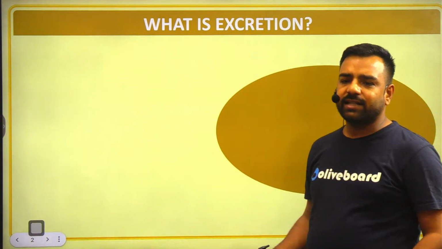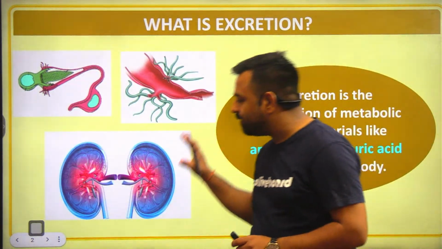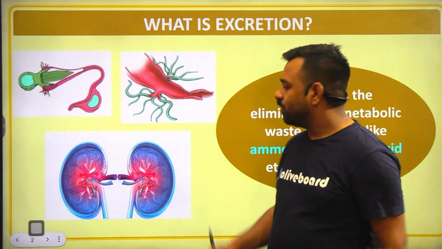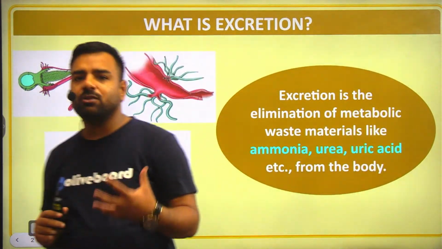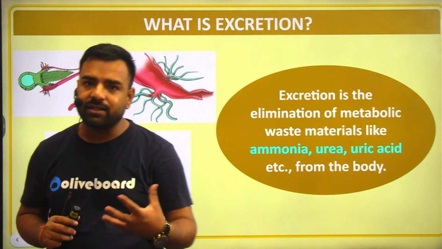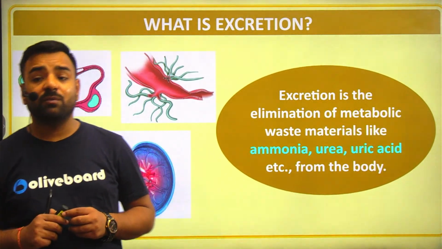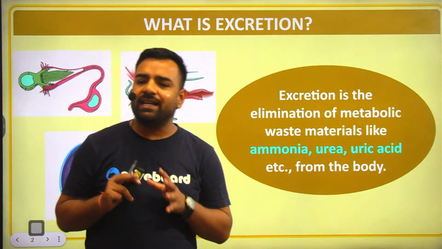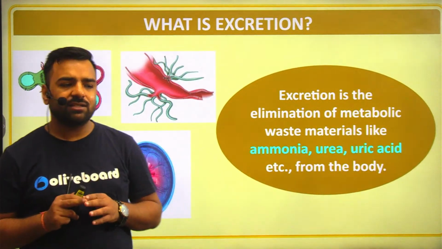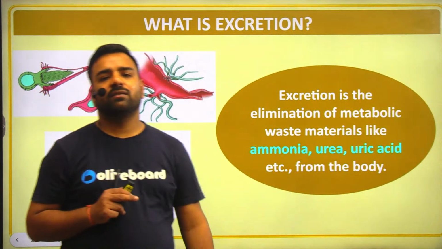So first of all, what is excretion? Excretion is a process by which the waste is eliminated from our body, where we can take the perfect example of the kidneys, and not only the kidneys, we can talk about the skin also, because from the skin sweat is generated. We can even talk about our lungs, because the waste that is generated from our lungs is in the form of carbon dioxide, which is a gas. So excretion is the elimination of metabolic waste materials like ammonia, urea, and uric acid from our body.